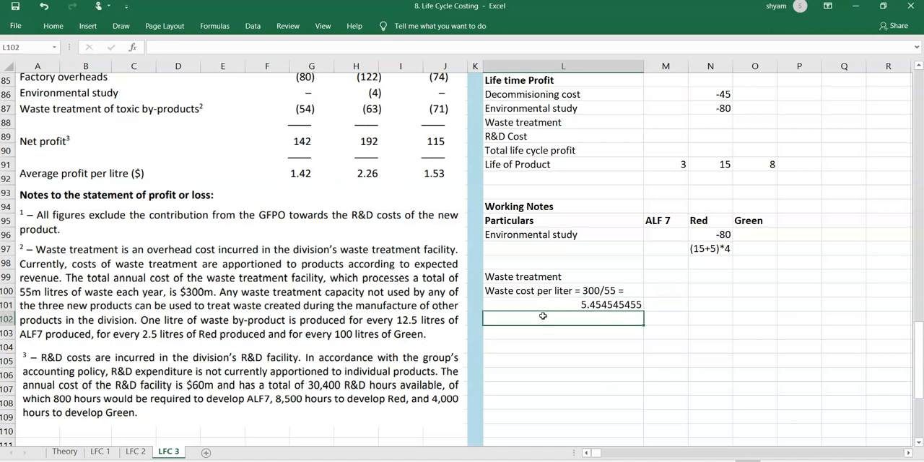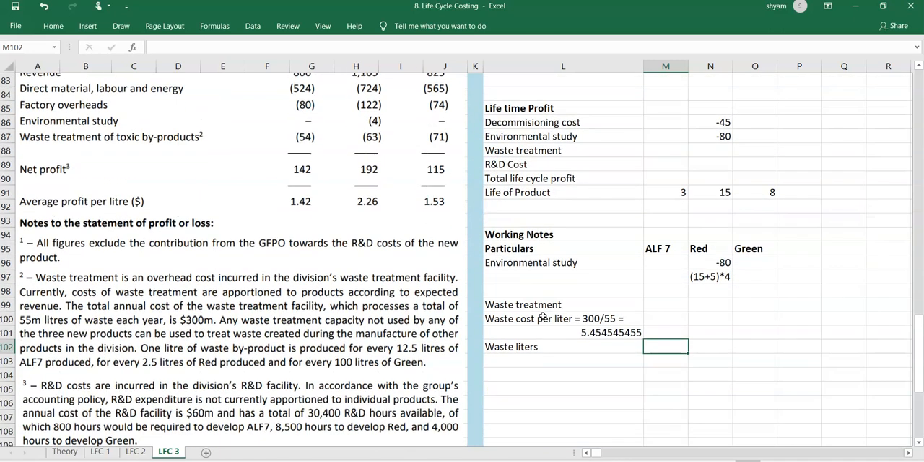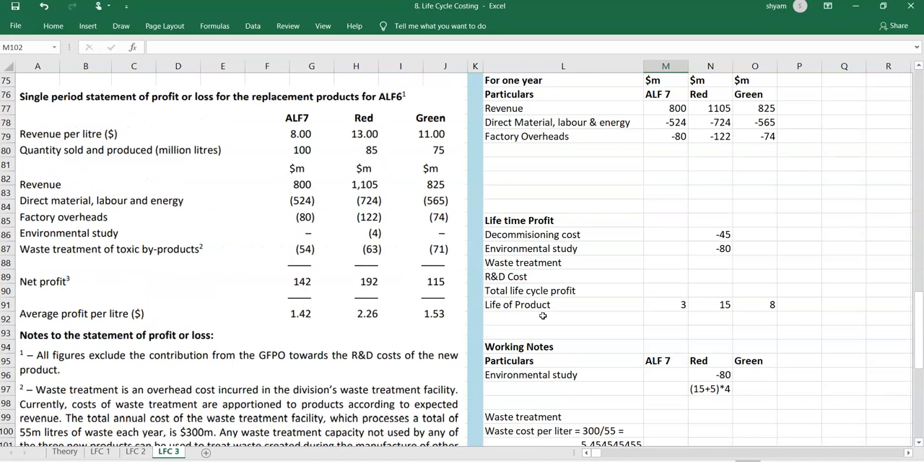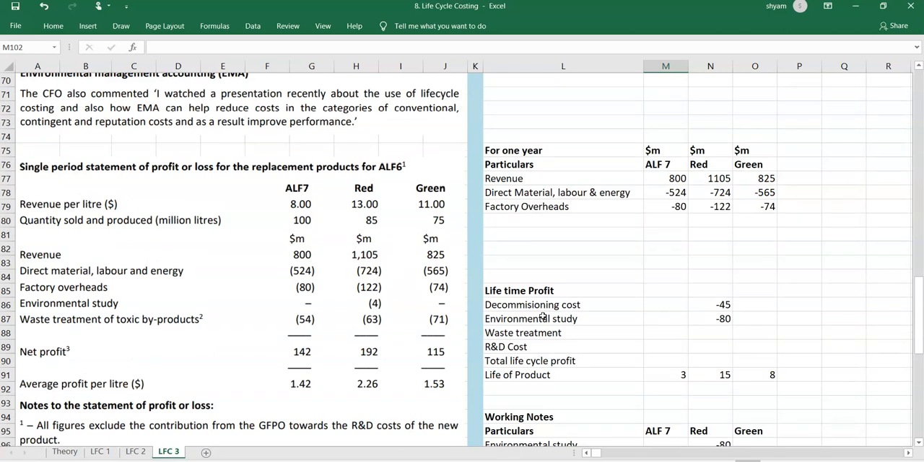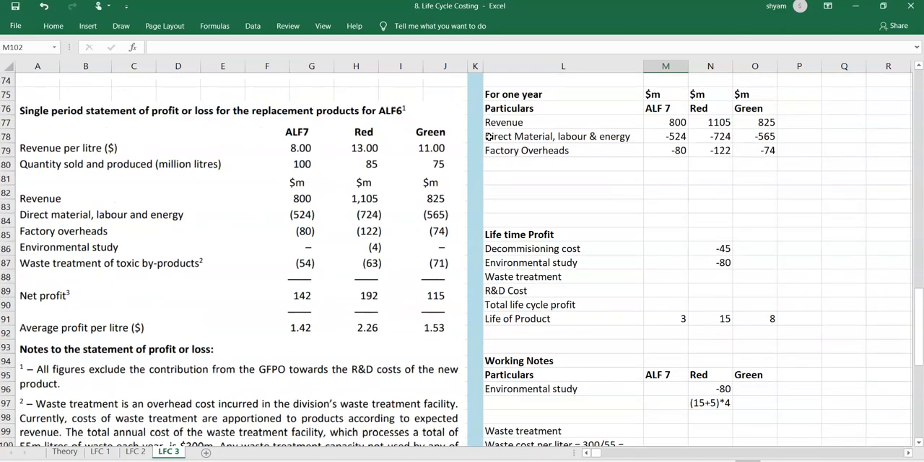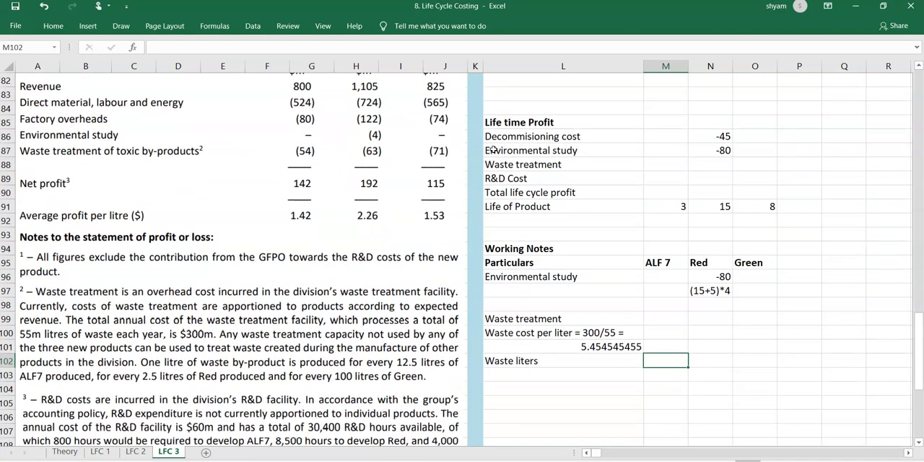So in total, how many waste liters are there? The total waste liters are going to be based on 12.5 liters of ALF to be produced. So how many ALF is going to be produced? Okay, that they have given. Yes, they have given it here. So 185 and 75. So these are the liters.